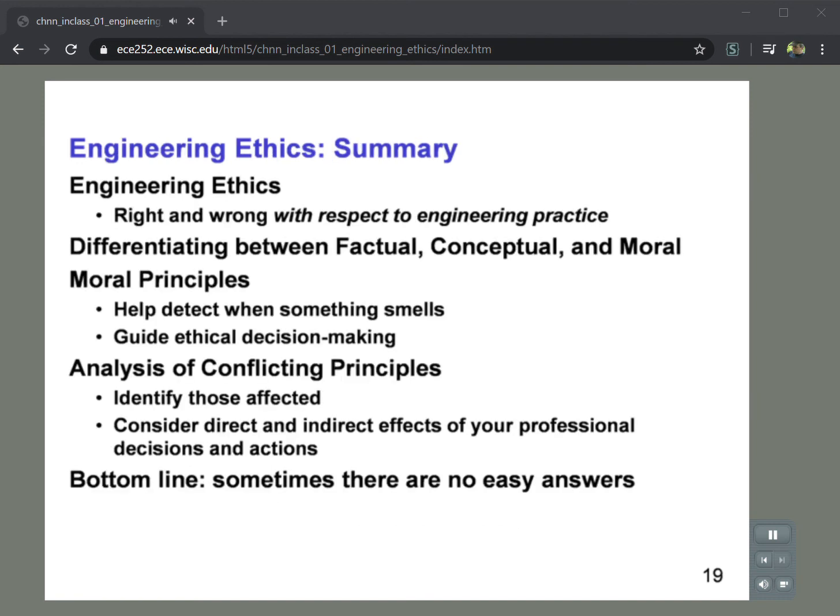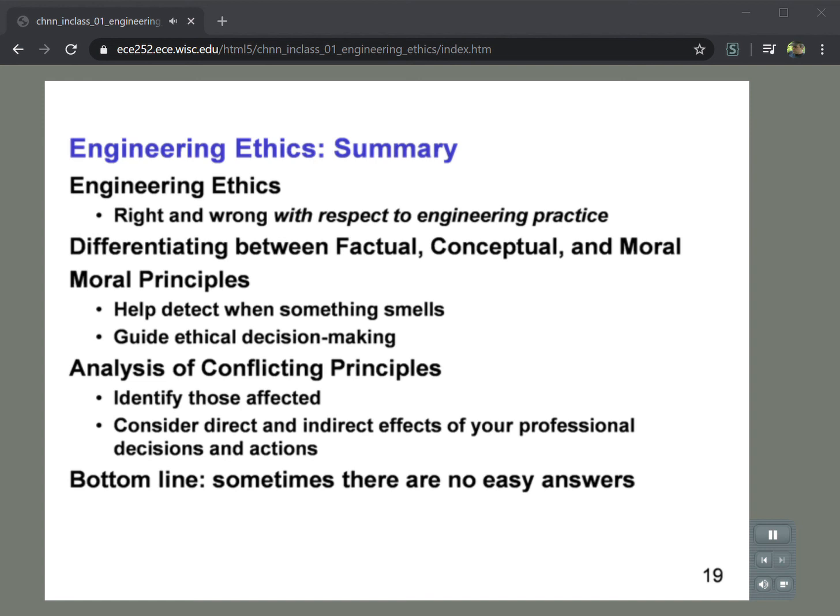Okay, hopefully this lecture has stimulated your thinking to some extent. If you've never thought about ethics in the context of engineering before, hopefully you have now. If you've thought about it before, hopefully you've learned a few new things or new ways to think about it. So again, engineering ethics is really dealing with right and wrong, moral issues, ethical issues with respect to engineering practice. This is an issue that you will encounter in your job at some point. It's unavoidable.